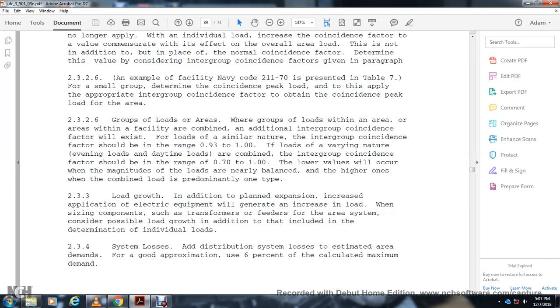233. Load growth. In addition, with planned expansion or increased application of electrical equipment, the generator will see an increase in load when sizing the components, transformers, and feeders of the area. Specifically consider possible load growth. In addition, include this with the determination of individual loads.